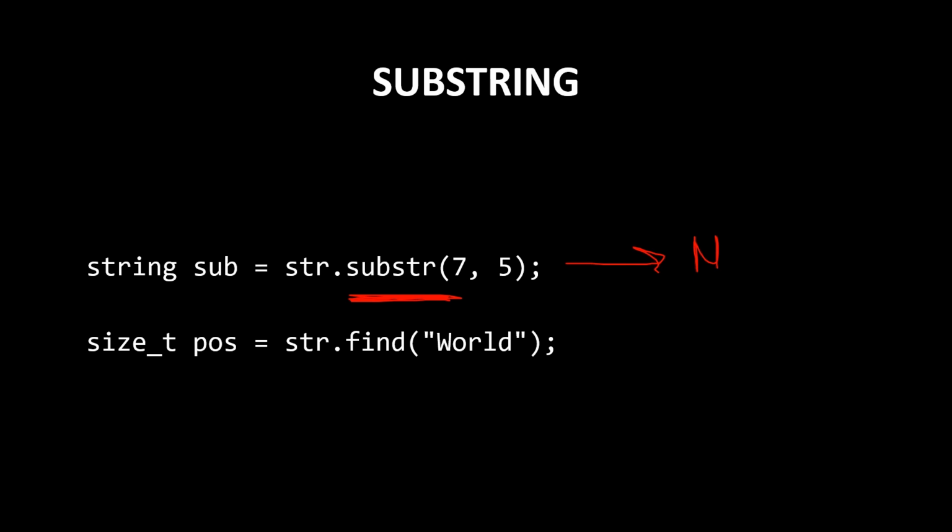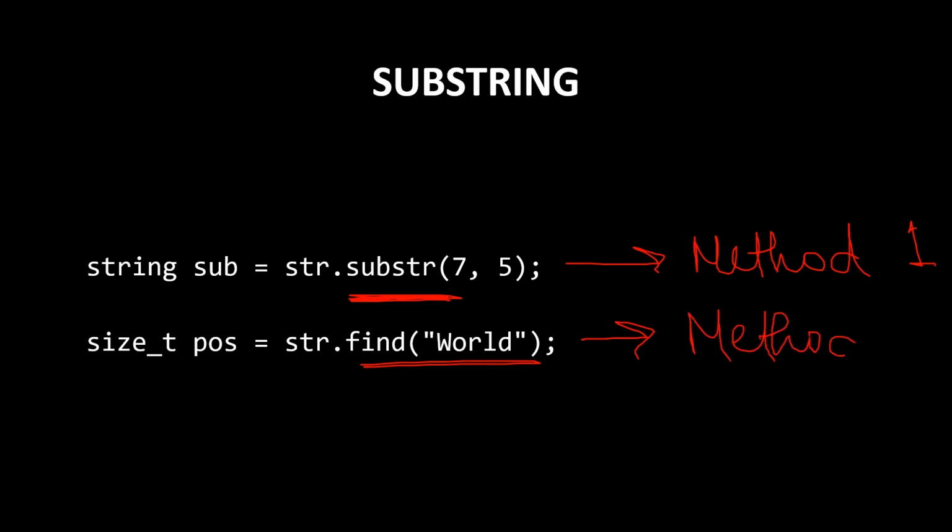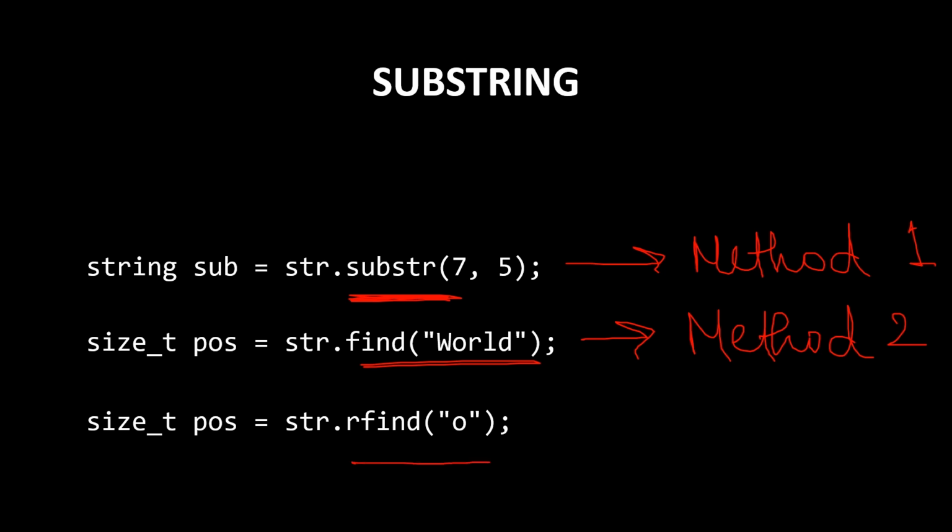Let's start by learning how to find a substring. We have two methods for it. We will look at them one by one. Method 1, using index numbers. This code snippet extracts a substring starting from index 7 of length 5. Method 2, by writing the substring we want. This code snippet finds the first occurrence of the specified substring and returns its starting index. Let's look at reversing a substring. This code snippet finds the last occurrence of the specified substring and returns its starting index.